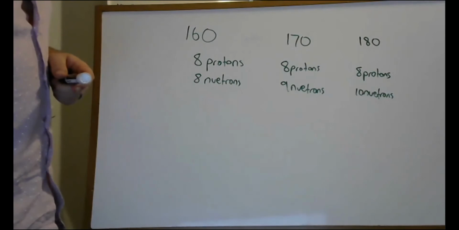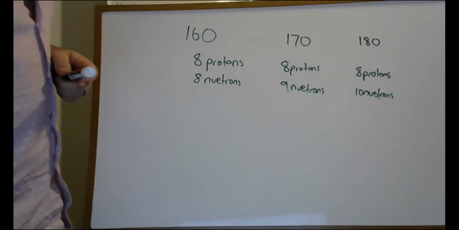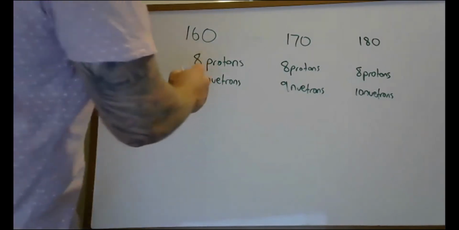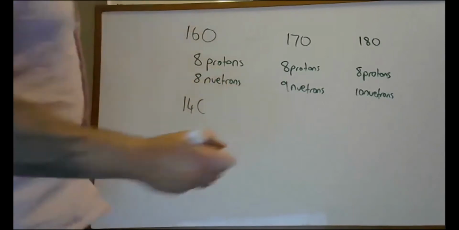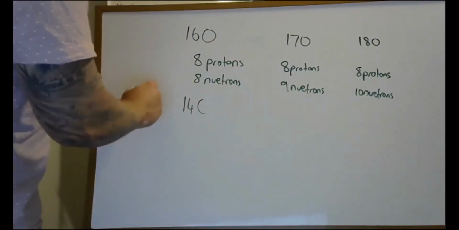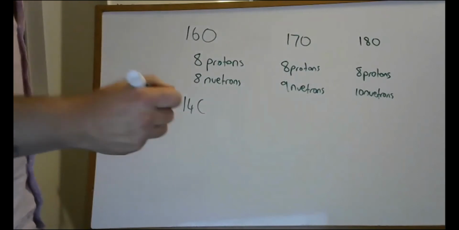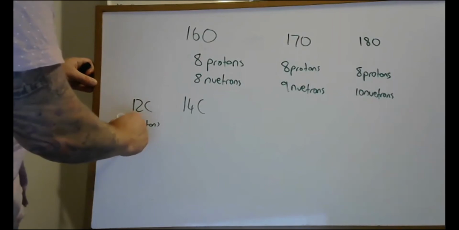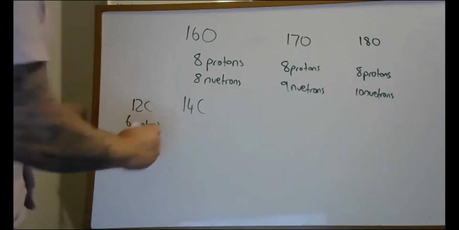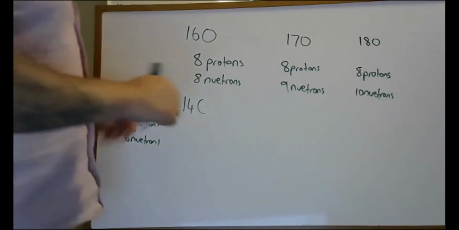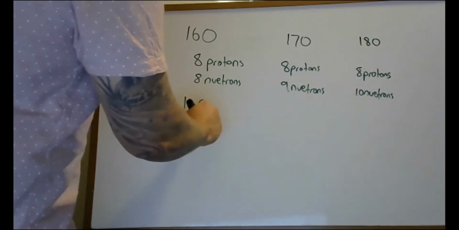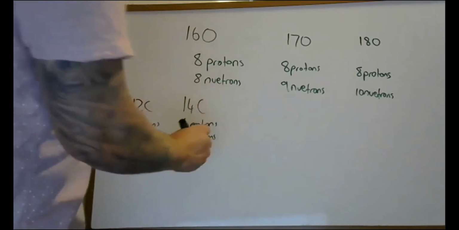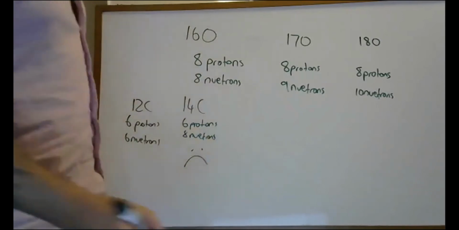So carbon, the first of our unstable atoms, is carbon 14, or 14C. Carbon exists as 12C normally. So 6 protons, 6 neutrons. Happy days. 14C: 6 protons and 8 neutrons. Sad face.